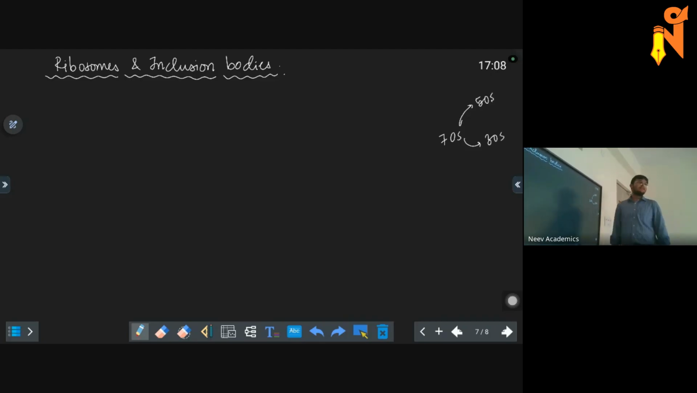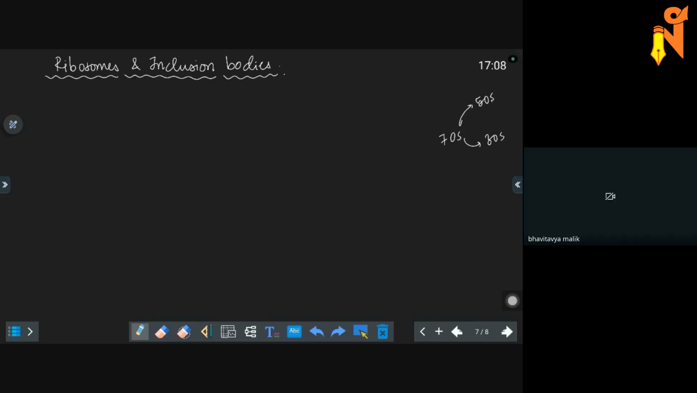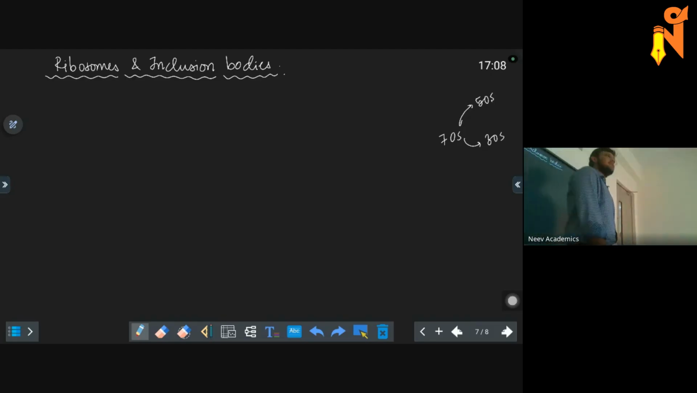Now here the math is not matching. 50 plus 30 equals 70? The math doesn't count. Now, how do we get that S? S is Svedberg's constant, or sedimentation coefficient. Now, what is that S?